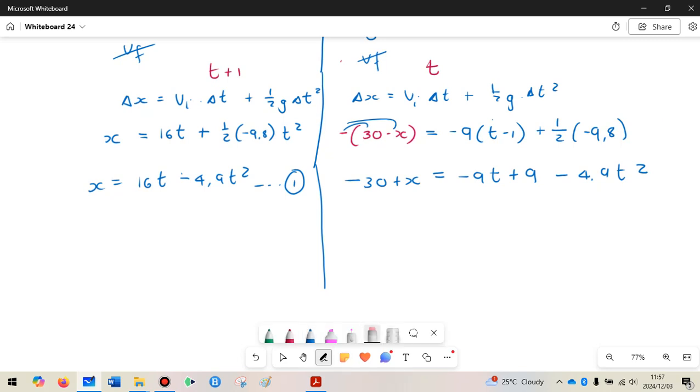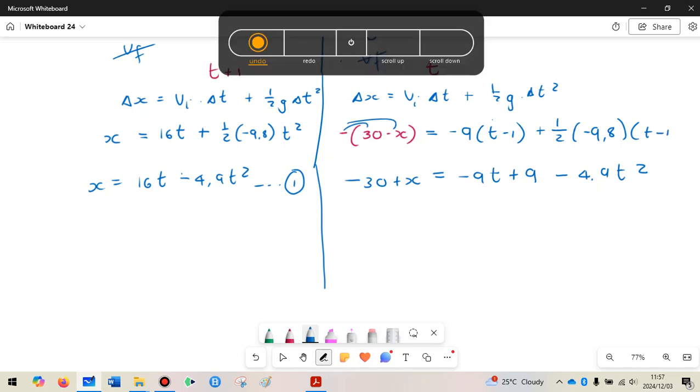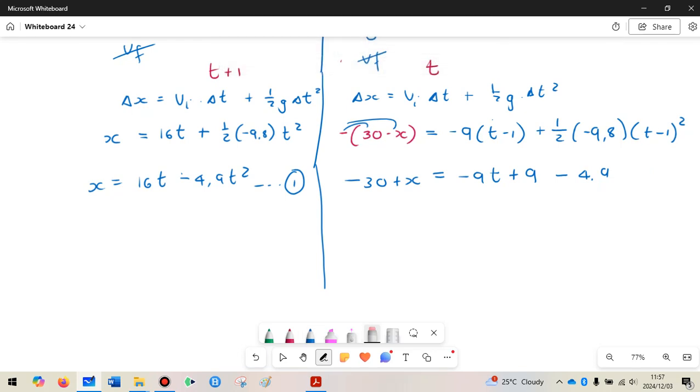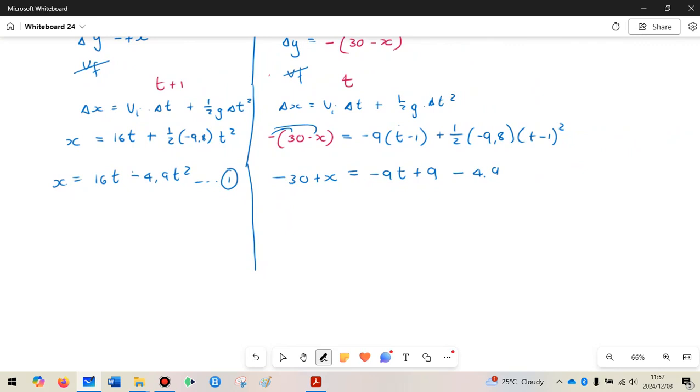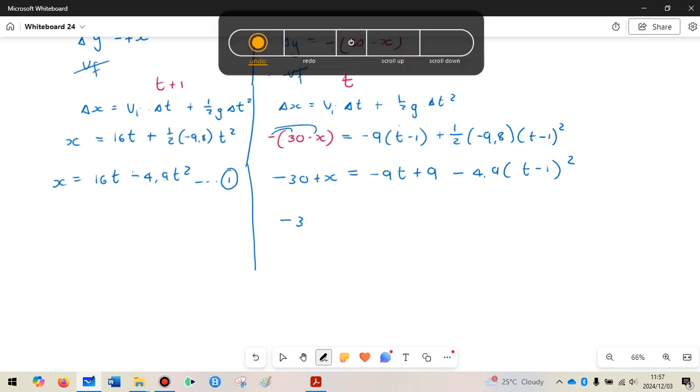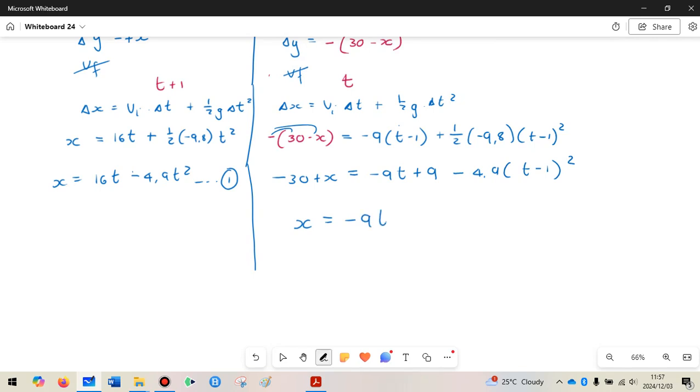We forgot to make this T minus 1 squared, and then we need to multiply this by T minus 1 squared. Equation 1 is very simple, but equation 2 we need to work on and try and simplify this as much as possible. So we're going to go negative 30. In fact, let's take that over to the other side. Negative 9.8 times T minus 1 squared over 2, which gives negative 4.9 times the bracket.